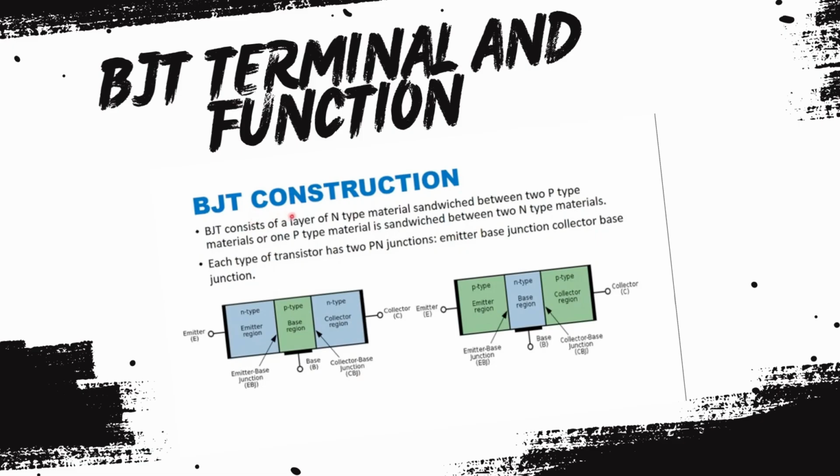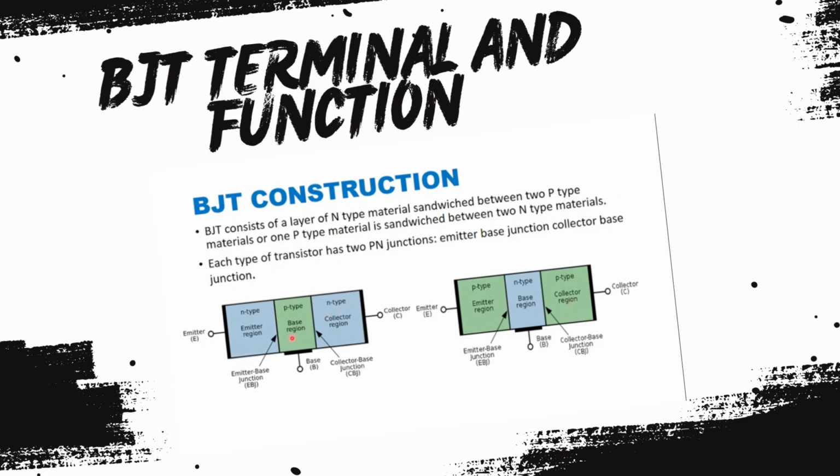Next one is BJT construction. As you can see in this diagram, this is a schematic diagram of BJT or bipolar junction transistor. It has three regions: emitter region, base region and collector region. Based on the connection of the N-type and P-type material, it is divided into two types of transistors. One is NPN transistor and second one is PNP transistor. NPN transistor is formed when one P-type material is sandwiched between two N-type materials, and PNP transistor is formed when one N-type material is sandwiched between two P-type materials.